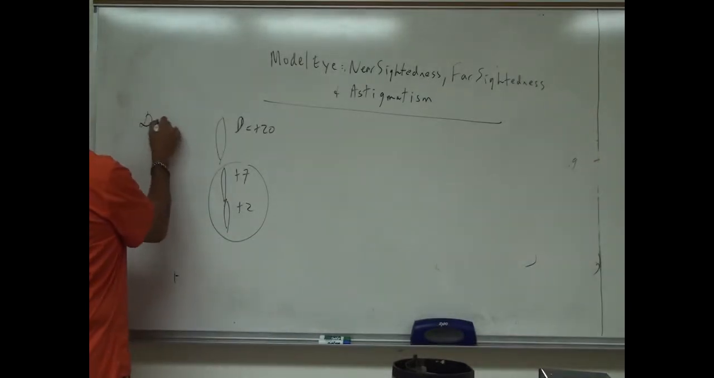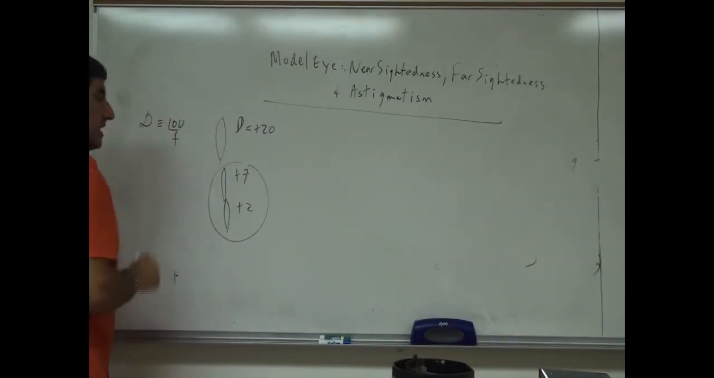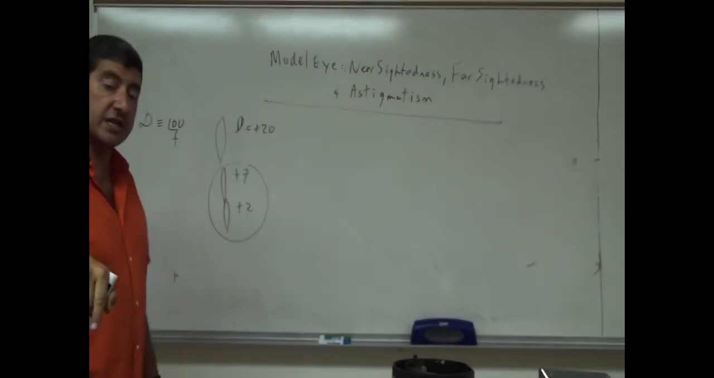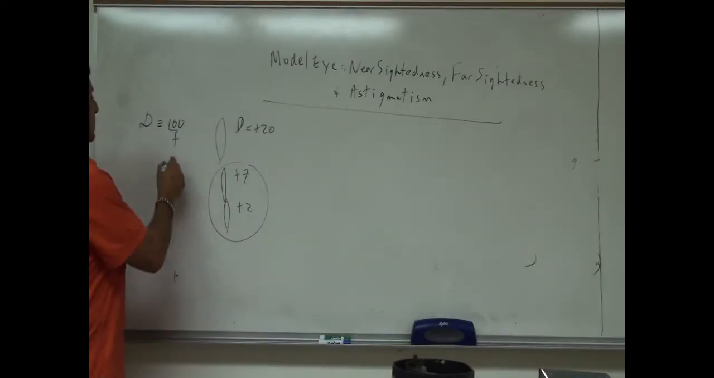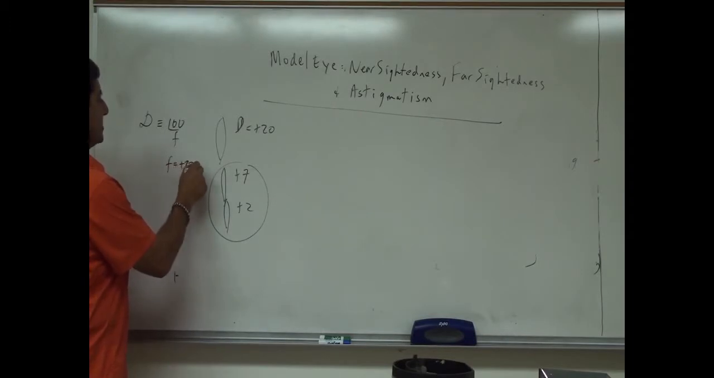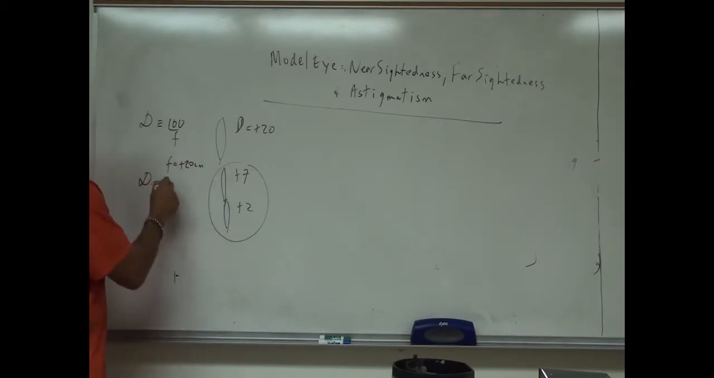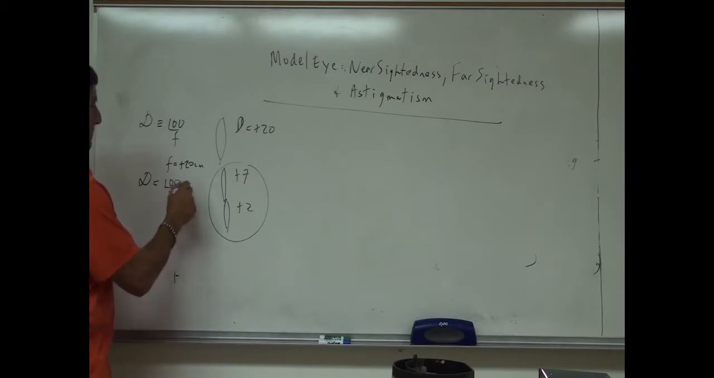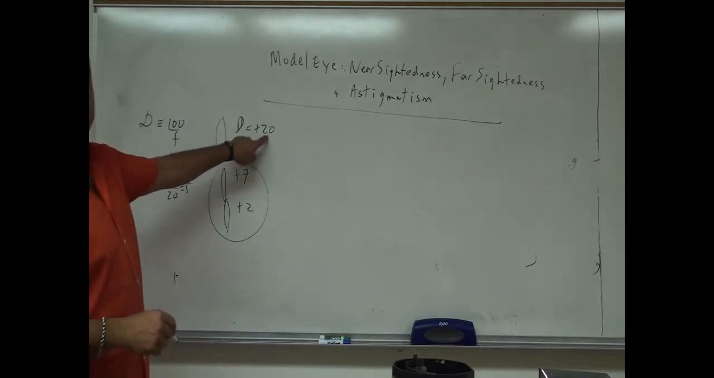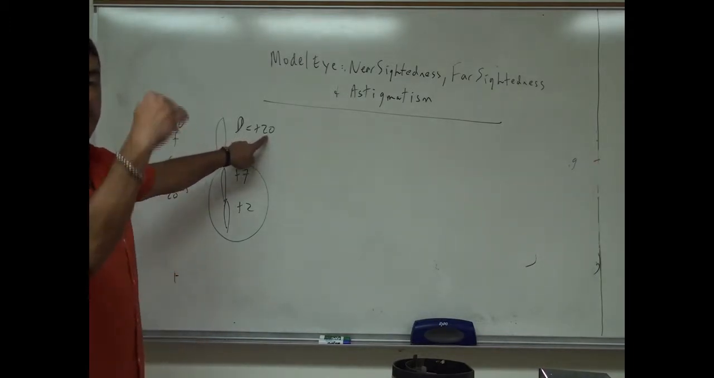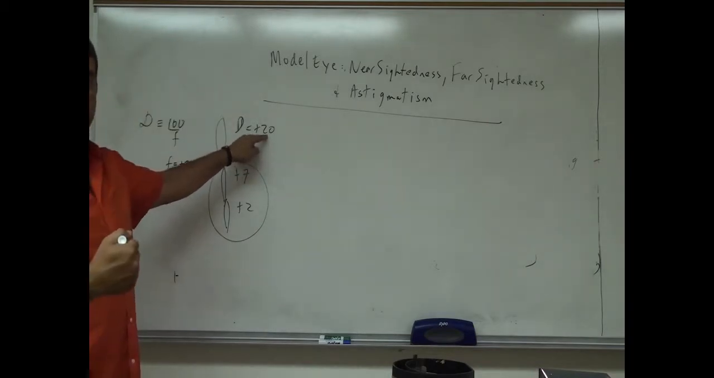Diopters is defined as 100 over the focal length. So if the focal length of the lens is positive 20 centimeters, then the diopters is going to be 100 over 20, which is 5. That's the number that's shown here. It's the ratio of 100 divided by the focal length of the lens.